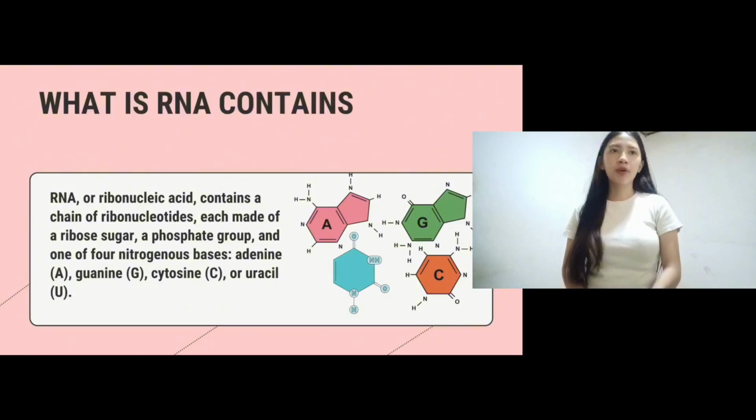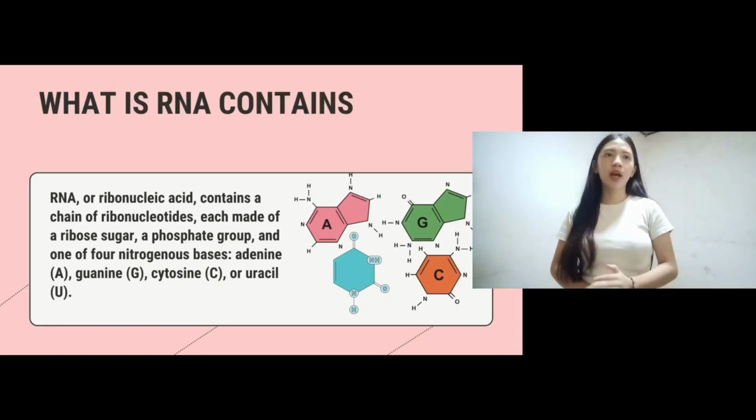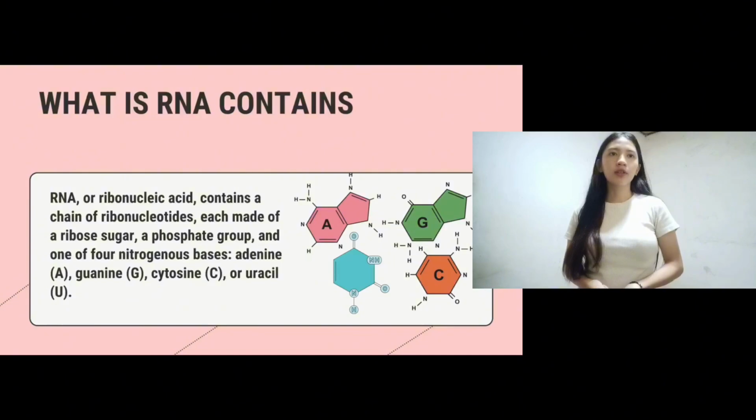RNA is made of ribonucleotides. Each has three parts: a sugar called ribose, a phosphate group, and one of four bases: adenine, guanine, cytosine, or uracil. Notice that instead of thymine like DNA, RNA has uracil. That's one big difference. So RNA is built almost like DNA, but with a few changes that make it ready to carry messages and help make proteins.